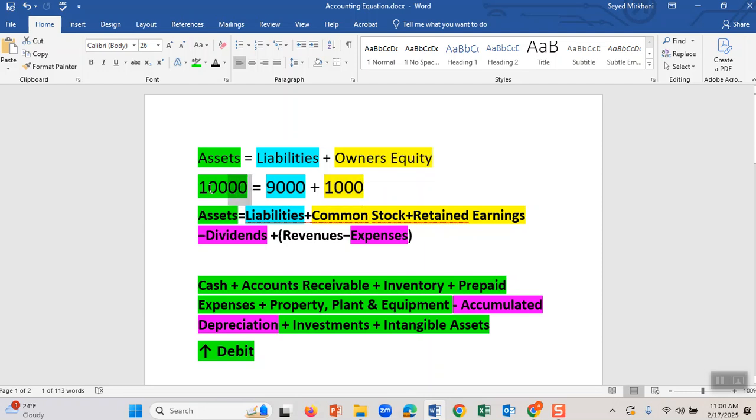Therefore, on this side the total is $12,000, and on this side it is $12,000. The accounting equation becomes equal. If one day she decides to sell the entire business, someone who buys it has to pay $12,000 to her. Therefore, this is called the accounting equation.